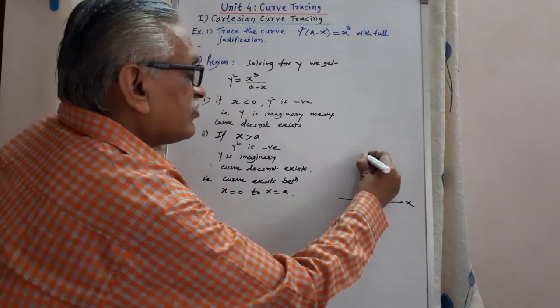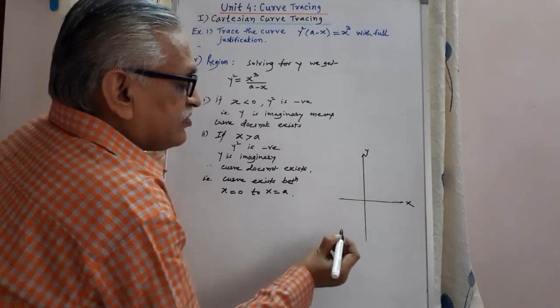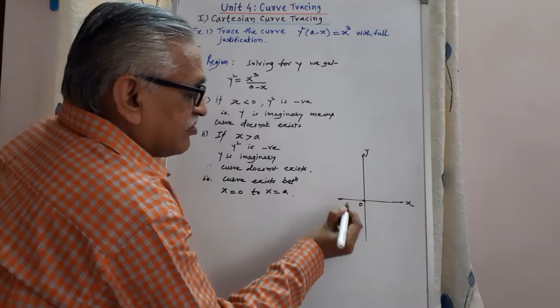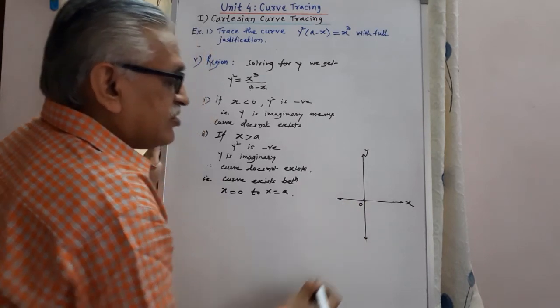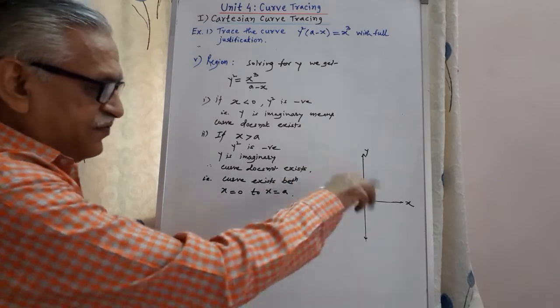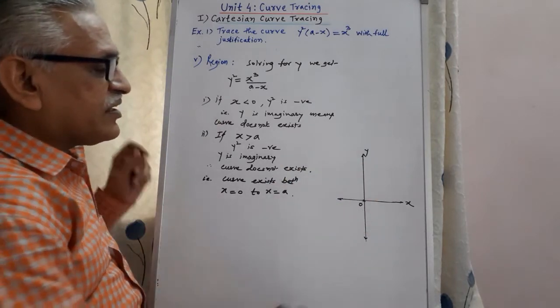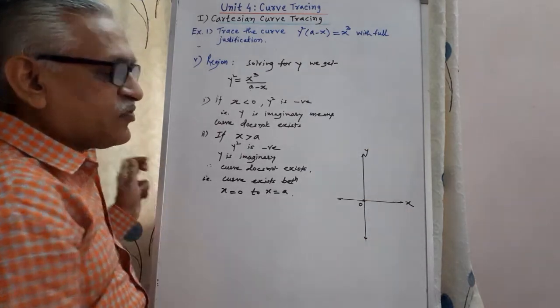X-axis, Y-axis, origin, where to trace that in Cartesian coordinate system. Cartesian coordinate system is XY coordinate system.